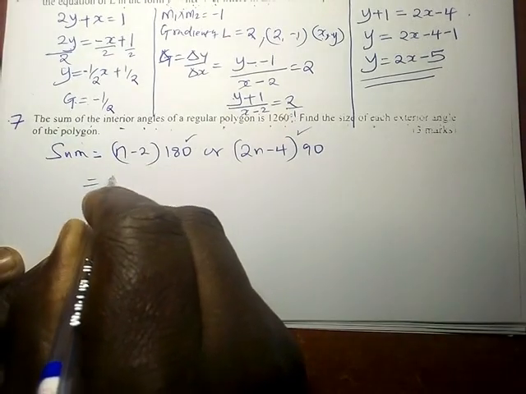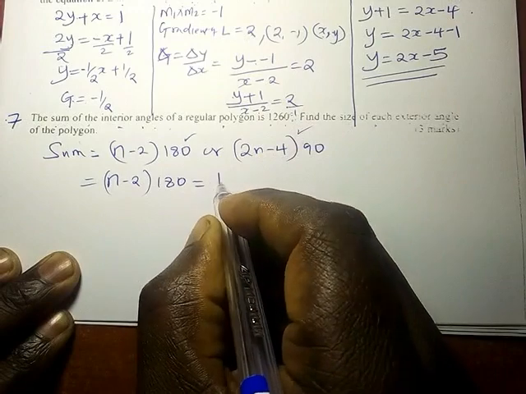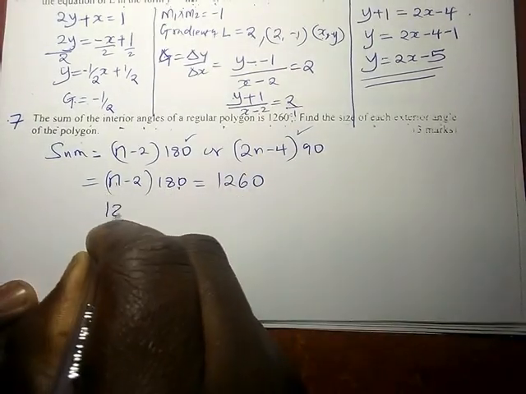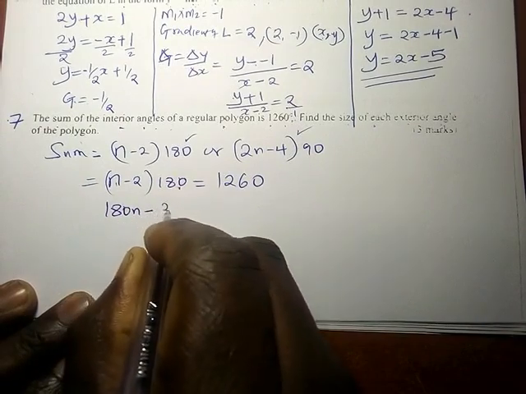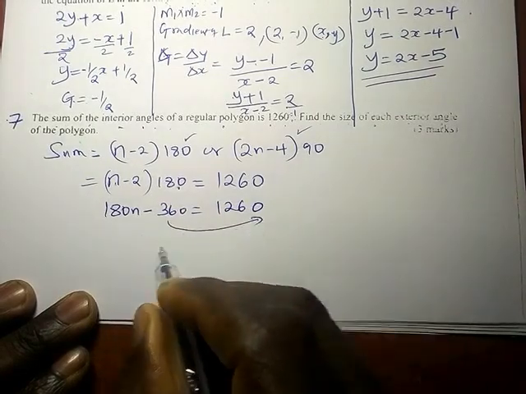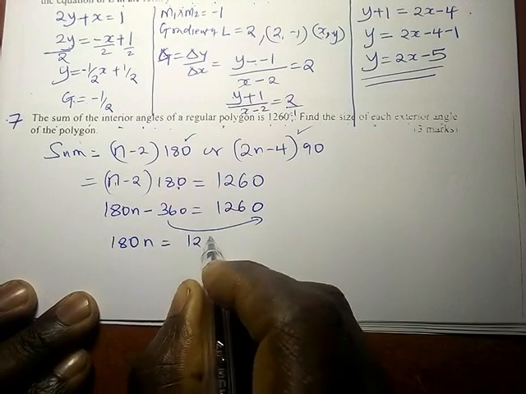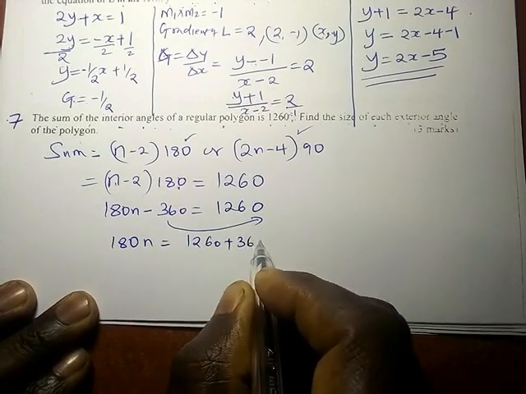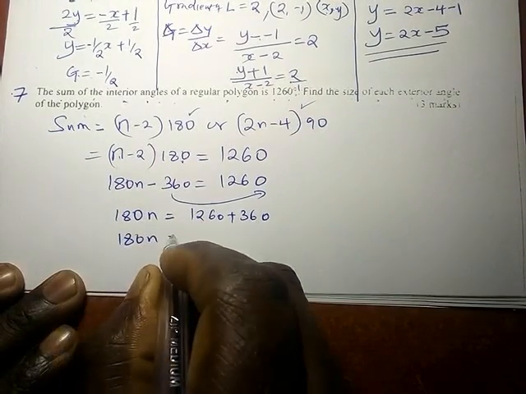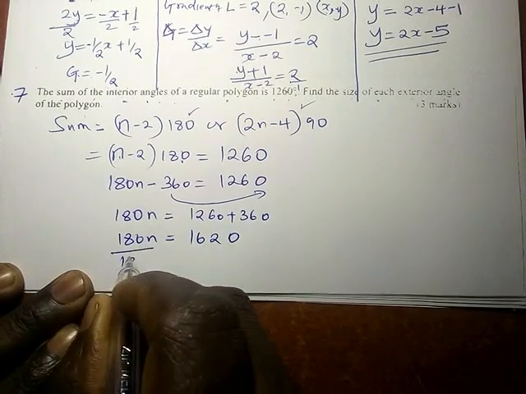But this, n minus 2 times 180, is equal to 1260, the sum. So let us open this, which is 180n minus 360 is equal to 1260. Like terms together, 180n is equal to 1260 plus 360. 180n is equal to 1620. So we divide both sides by 180.